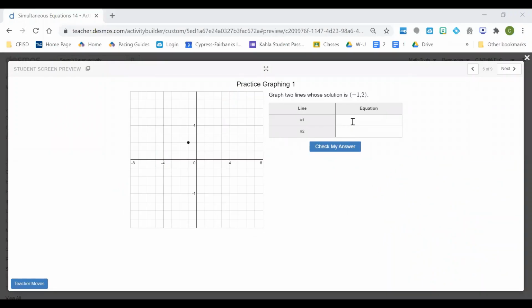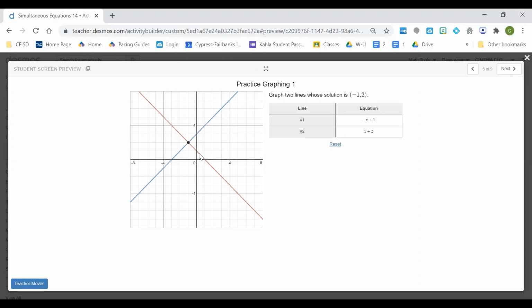Now we're going to verify that my equations are correct. So I'm going to say -x plus 1, right? And x plus 3. When I check my answer, it gives me the exact lines that I created, right? That I created on the previous screen.